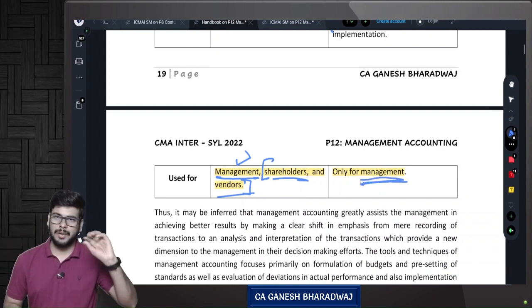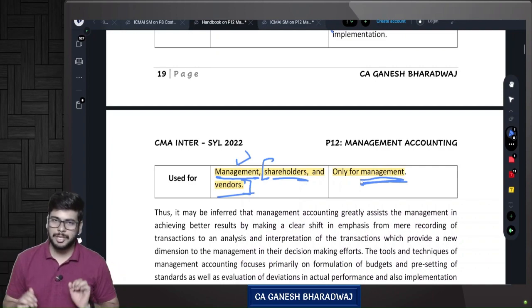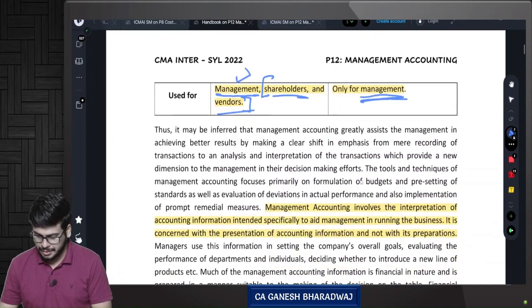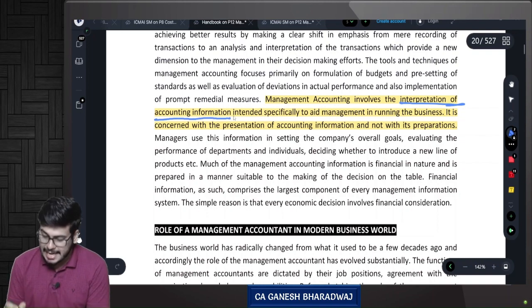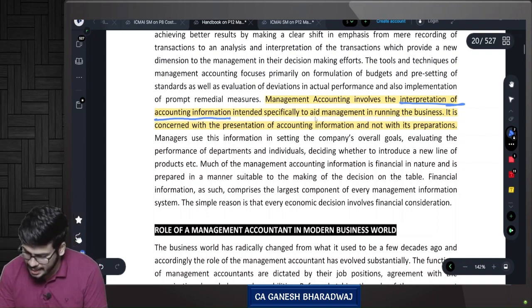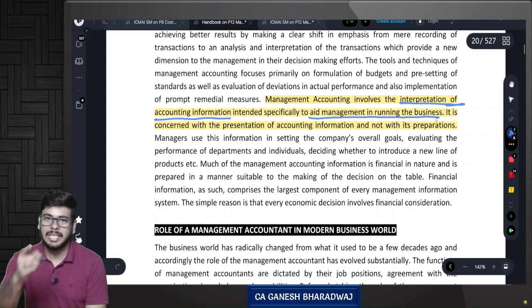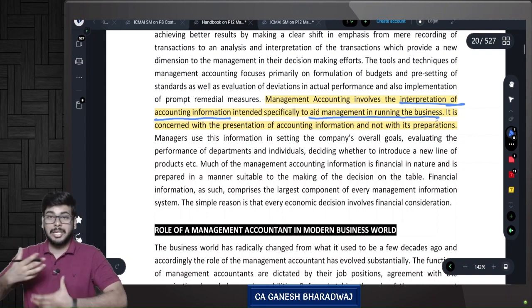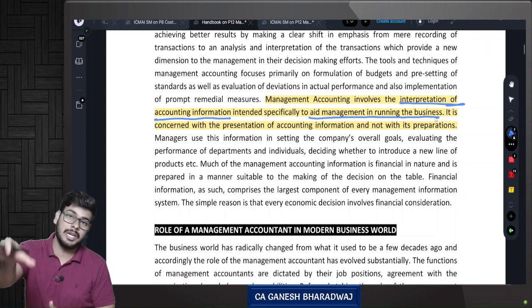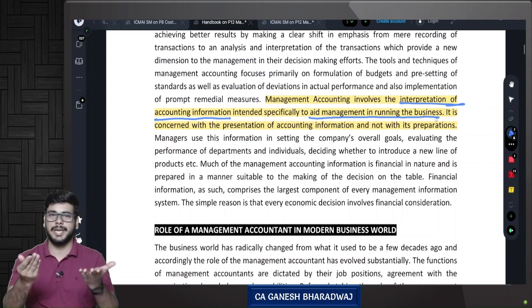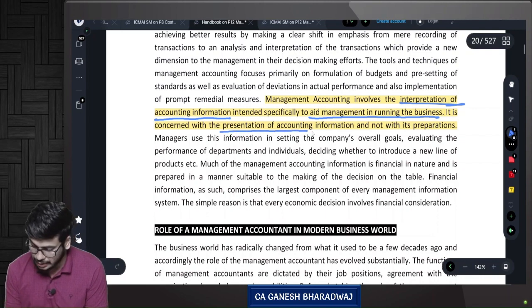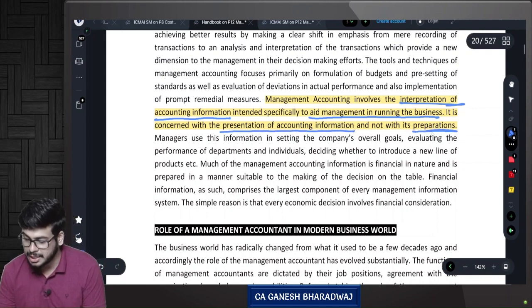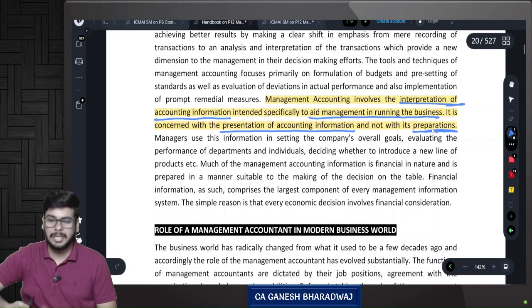So we have seen the difference between financial accounting and management accounting, and between cost accounting and management accounting. Clear? Management accounting involves the interpretation of accounting information intended specifically to aid the management in running the business. This is exactly what we said: interpreting the accounting information specifically for the purpose of meaningful decision making. That's called management accounting. It is concerned with presentation of the accounting information and not with its preparation.